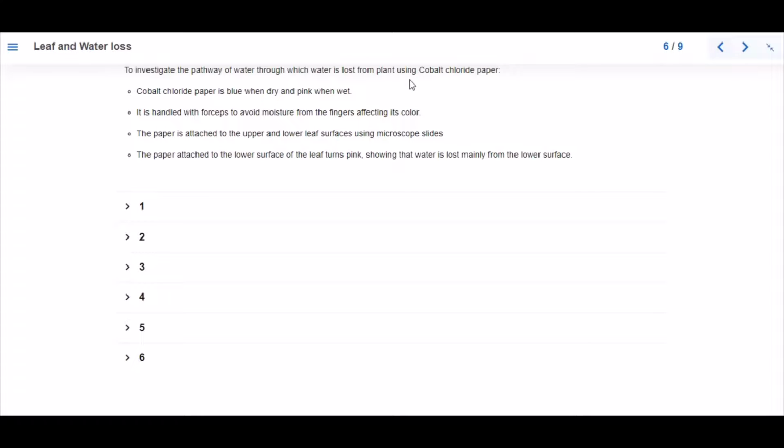Leaf and water loss. To investigate the pathway through which water is lost from plants, use cobalt chloride paper. Cobalt chloride paper is blue when dry and pink when wet. It is handled with forceps to avoid moisture from the fingers affecting its color. The paper is attached to the upper and lower surface of the leaf using microscope slides. The paper attached to the lower surface of the leaf turns pink, showing that water is lost mainly from the lower surface.